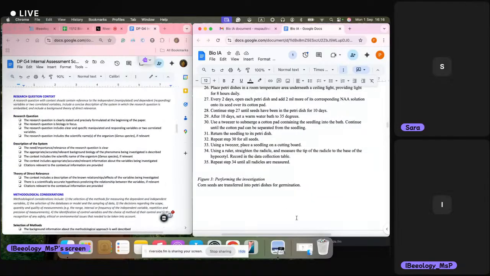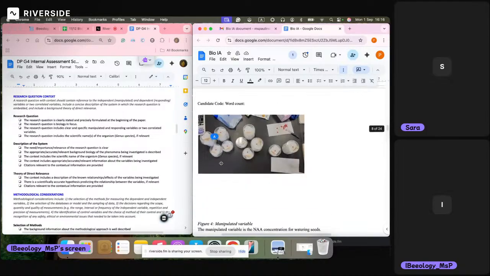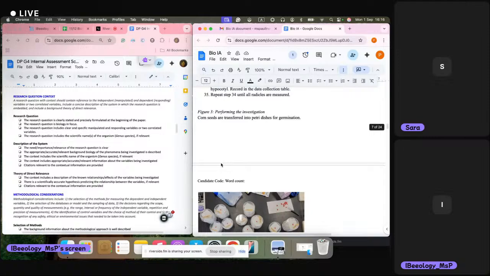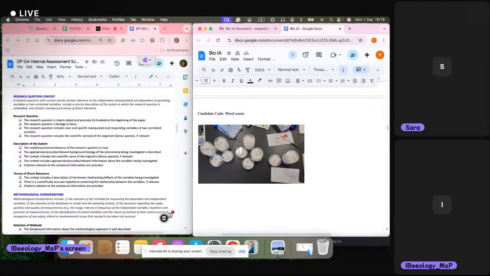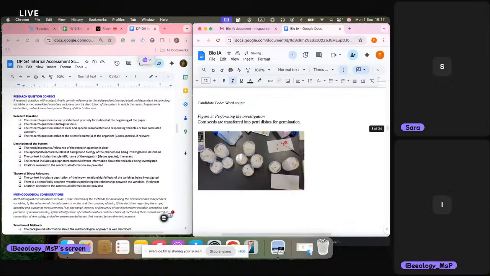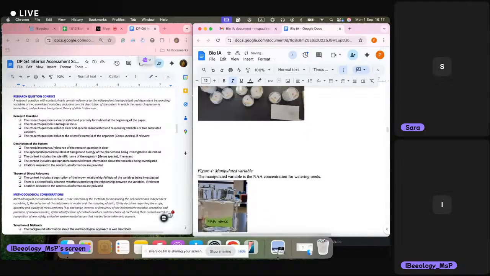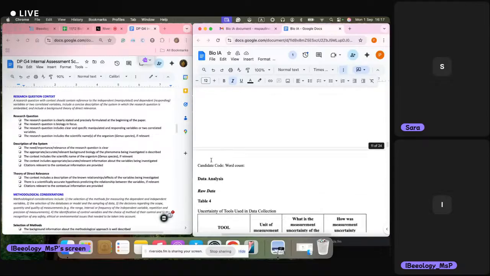All right. Let's go over your performing the investigation, conceal, transfer the petri dish. Is this necessary? Is it actually necessary to show the transfer to the petri dish? It's good, but again, you're saving space. So maybe you can put this in the appendix, okay?